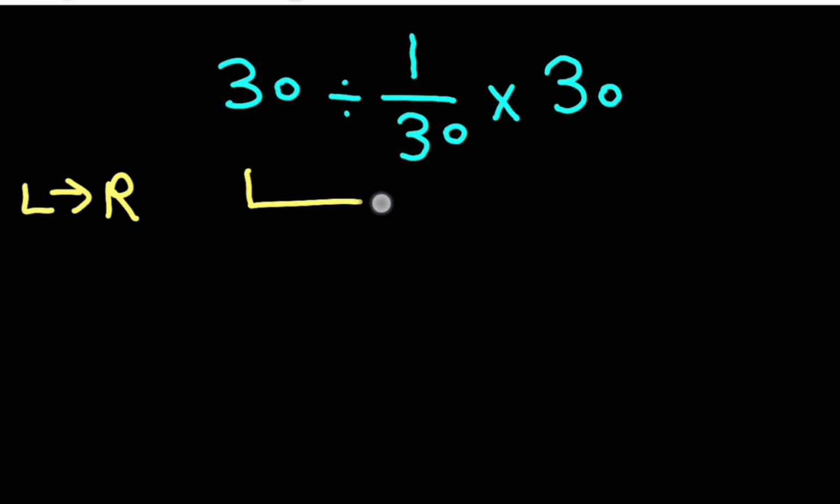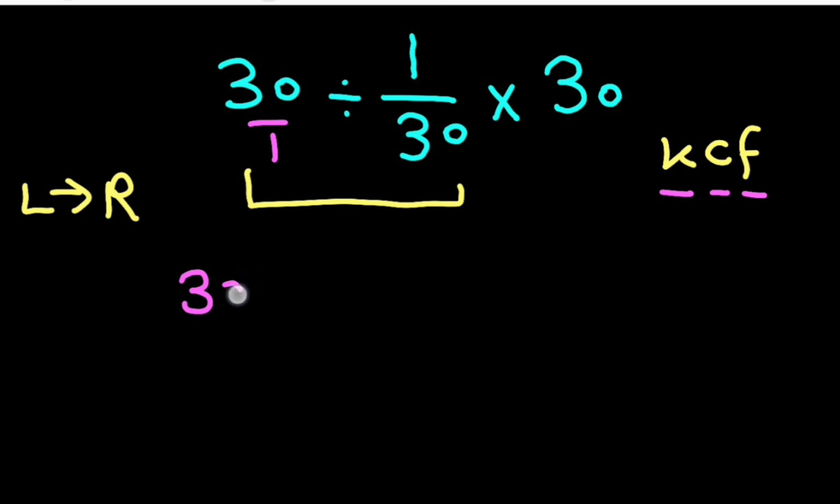Now, 30 divided by 1 over 30, according to the KCF, that is, keep the first fraction, change division to multiplication, and flip the next fraction. Keep the first fraction, 30 over 1, change division to multiplication, and flip the next fraction: 1 over 30, 30 over 1.